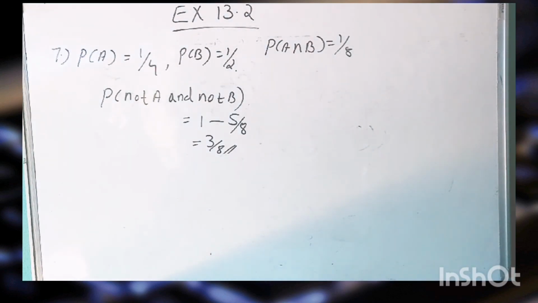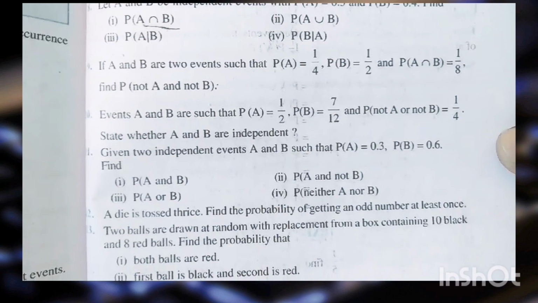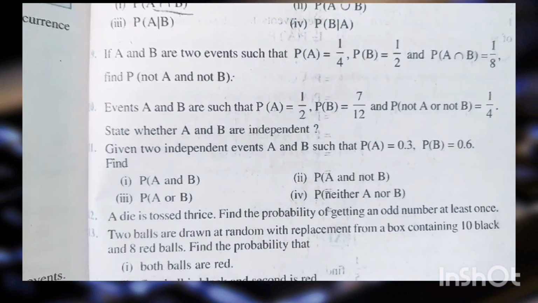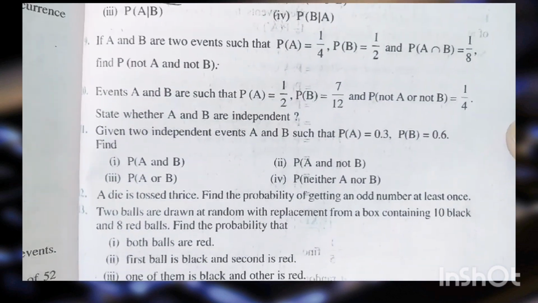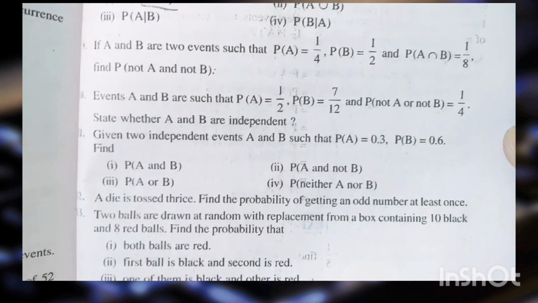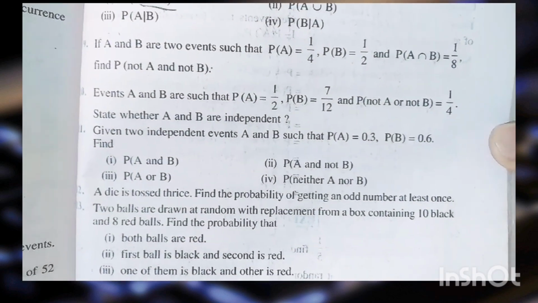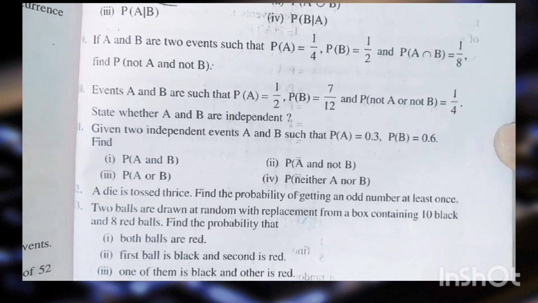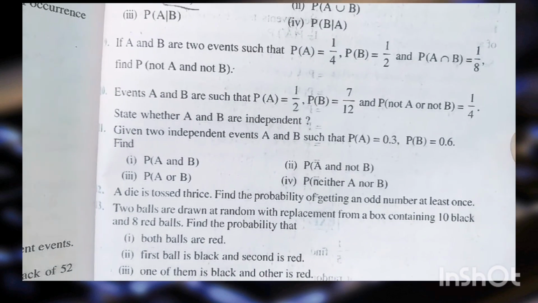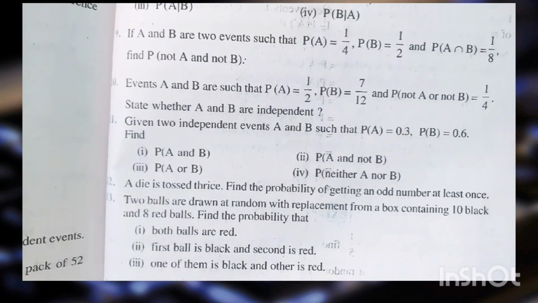10th question. Events A and B are such that P of A is equal to 1 by 2, P of B is equal to 7 by 12, and P of not A or not B is equal to 1 by 4. State whether A and B are independent.